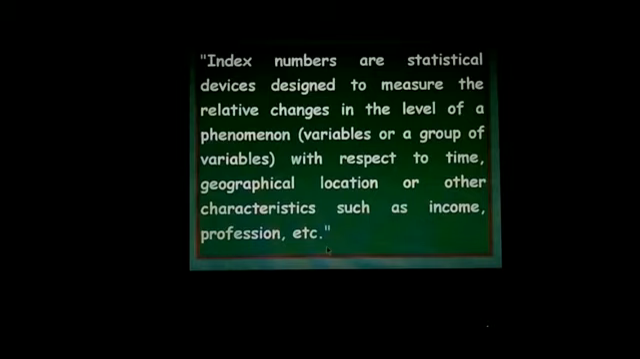The comparison may be with respect to time, or based on geographical location, or based on other characteristics such as income, profession, etc. So to put it in a nutshell, index numbers are the devices which measure relative changes over a period of time, or a geographical location, or income, profession, etc. One thing we need to understand: using index numbers we get knowledge of how the nature of a variable or group of variables was previously and what it is now. The relative changes will be observed.